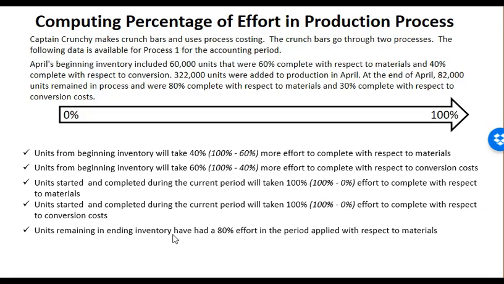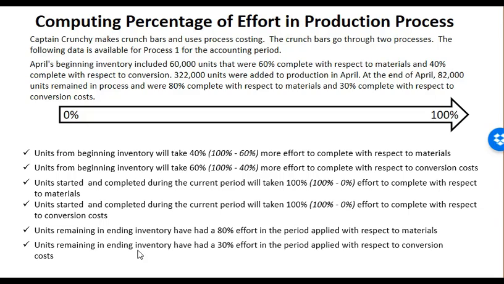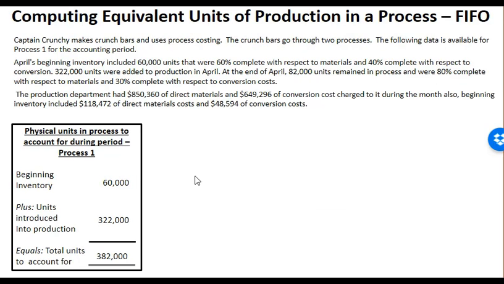So units remaining in inventory had an 80% effort expended in the period with respect to materials. Also, units remaining in ending inventory have had a 30% effort expended in the period with respect to conversion costs. So we've now developed all the percentages that we need to calculate what we call equivalent units of production. So let's take a look at the next slide.